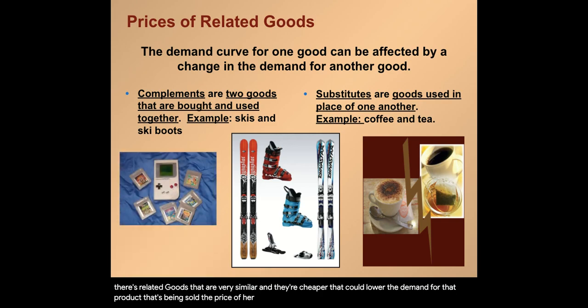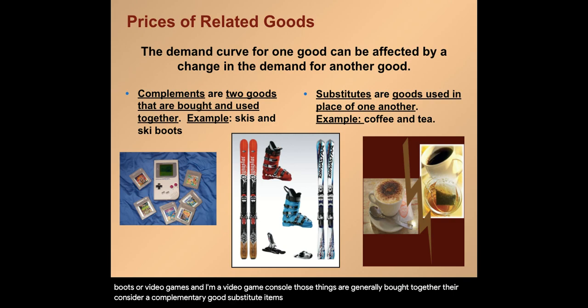The price of related goods has an impact on the demand curve as well. So, complements are items that are bought together. These would be examples like skis and ski boots, or video games and a video game console. Those things are generally bought together. They're considered a complementary good.